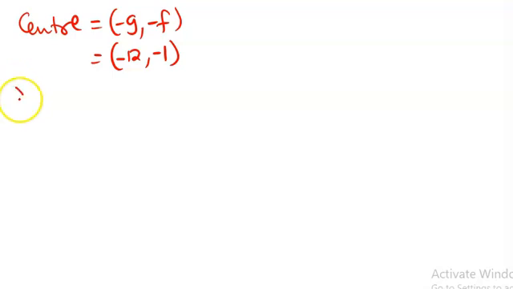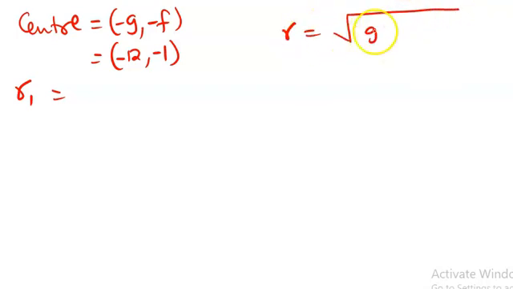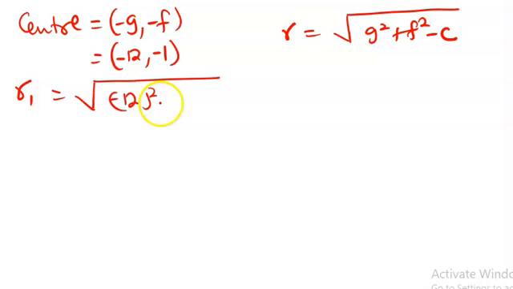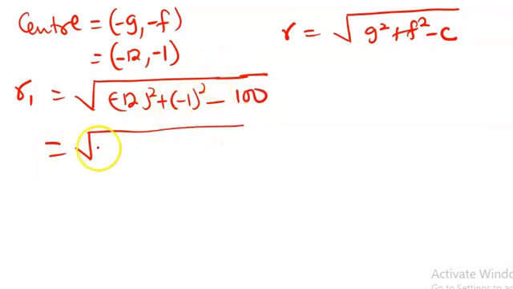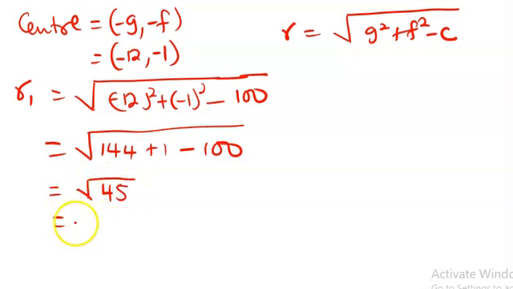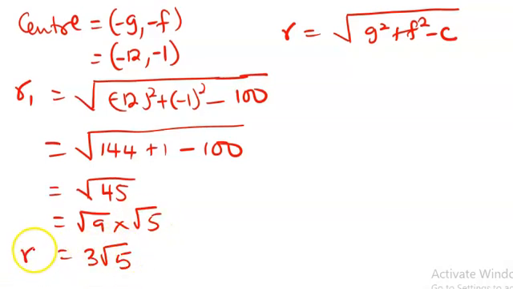Let's find the radius, so let's say the first radius. The radius is given by the square root of g squared plus f squared minus c. So square root of minus 12 squared plus minus 1 squared minus 100. So 12 squared is 144, plus 1, minus 100. When we simplify, we get root 45, and this is the same as root 9 times root 5, so we have 3 root 5. That is the first radius.